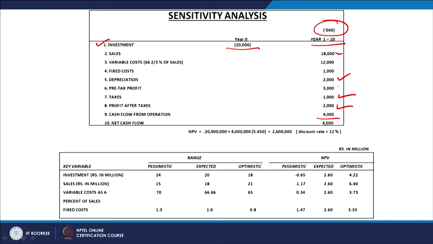So, your profit before taxes is 3 millions, taxes at 50% are 1.5 millions. So, it means profit after taxes is 2 millions 20 lakhs, and cash flow from operations, adding the depreciation to the profit after taxes, is 4 millions, and net cash flow is the same amount. This is without any kind of sensitivity analysis; this is basically the cash flow estimation.